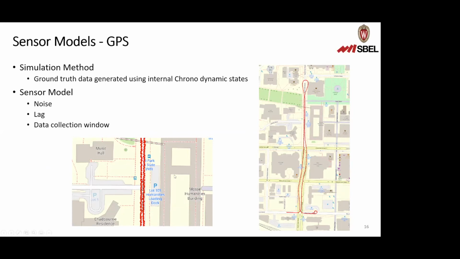These are just examples where, in simulation, we drove around a section of Madison near campus, just collecting data to make sure that our virtual world matched from a spatial aspect to the real environment.